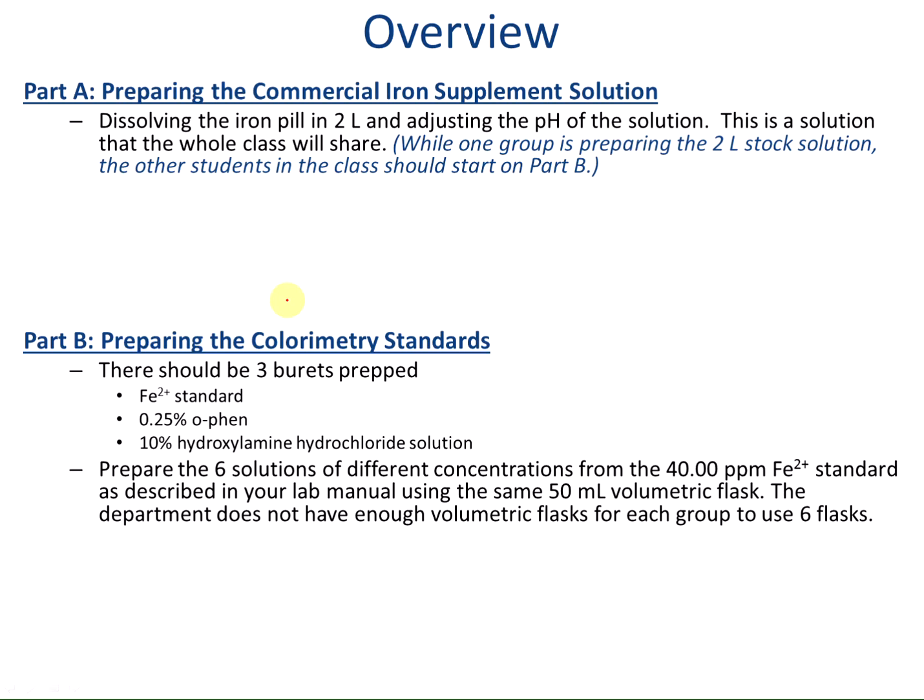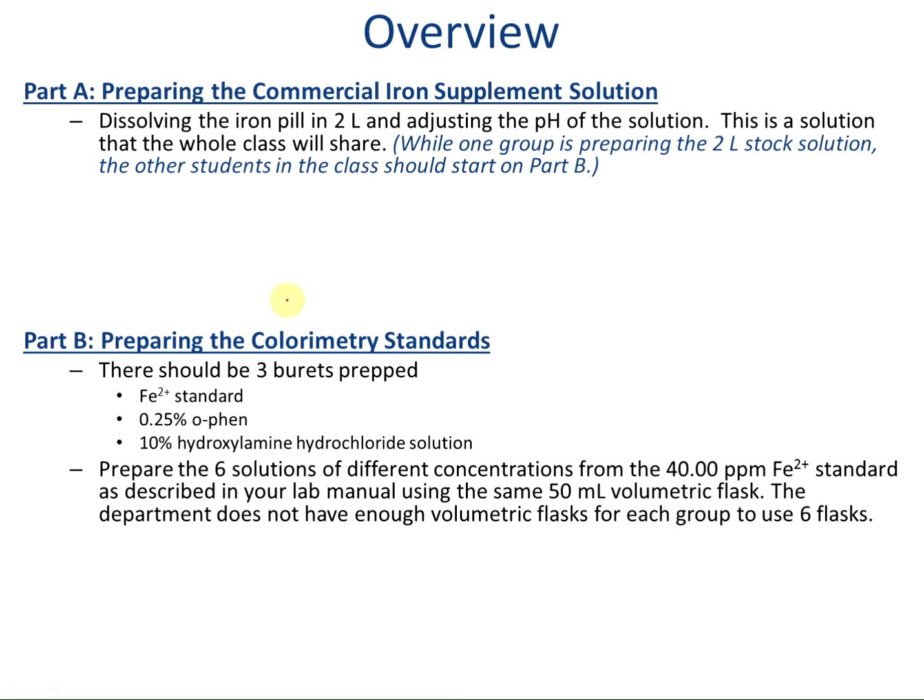So once the 3 burets are prepped, then you prepare the 6 solutions of different concentrations from the 40 parts per million iron standard solution that's given by the stockroom. And so the directions on how to prepare those solutions are in your lab manual. Now when you prepare those solutions, you want to use the same 50 ml volumetric flask. And the reason being is that there are not enough flasks for everybody to have 6 different flasks. So make your solution in the 50 ml flask, pour it into a beaker, and then clean it out and use that flask over again.